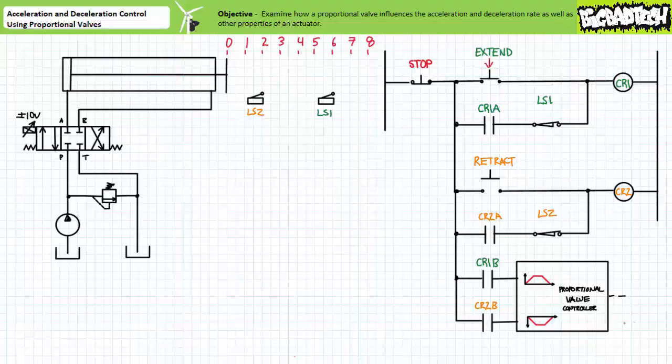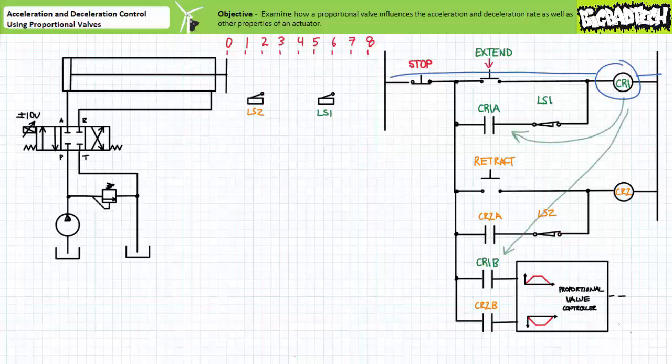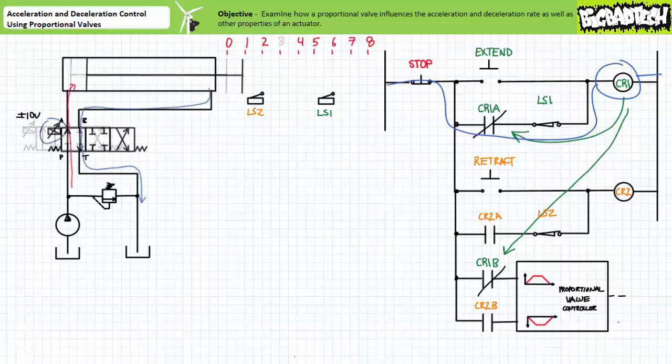When an operator presses extend, the coil of control relay CR1 is energized. Its associated contacts immediately change states. Contact CR1A closes and establishes a holding circuit, which allows an operator to release the extend button. Simultaneously, contact CR1B closes and enables the positive ramp generator set to execute a 0-second ramp. Applied voltage to the linear force motor on the proportional valve immediately goes from 0 to positive 10 volts, and the spool is fully shifted to the straight-through position.